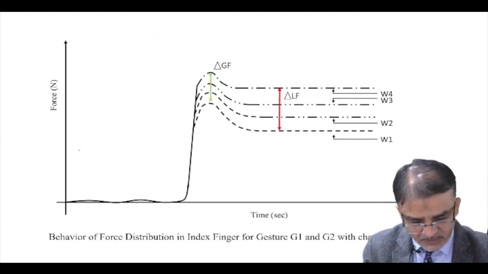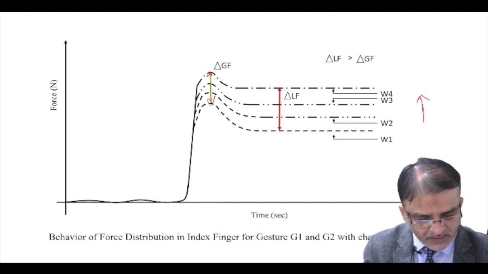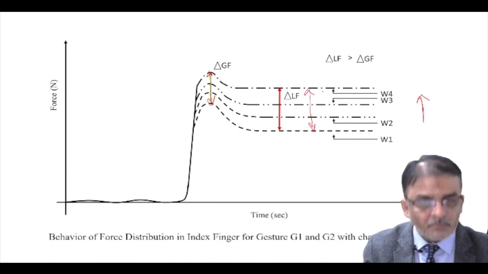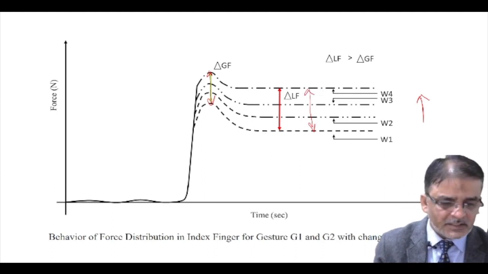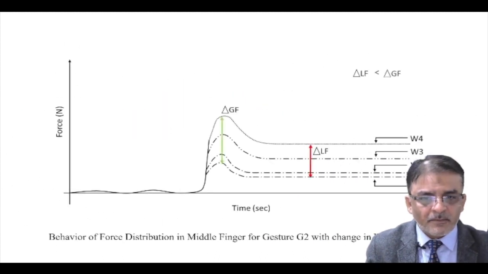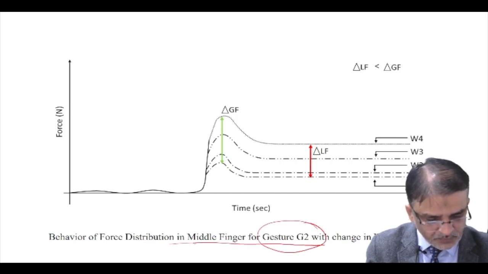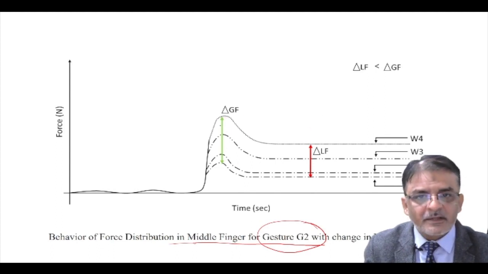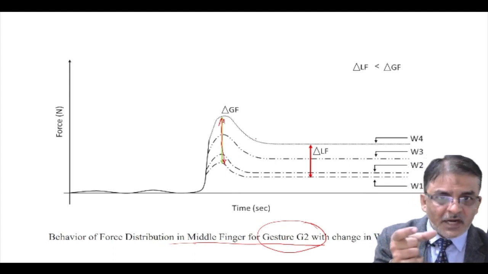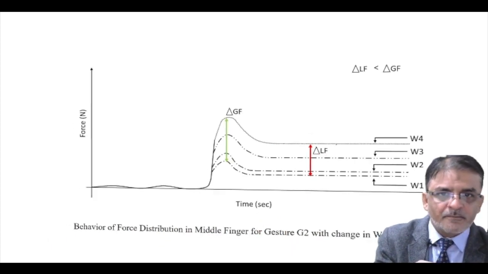What we see with respect to force is that as the weight was increased, the difference of the grip force for different weights was less, however the lift force difference was more. That is quite understandable, but it is very useful information. For the middle finger in gesture 2, we found a reverse pattern: the grip force for the middle finger varied more at the starting force, but it varied less when the object was already lifted.